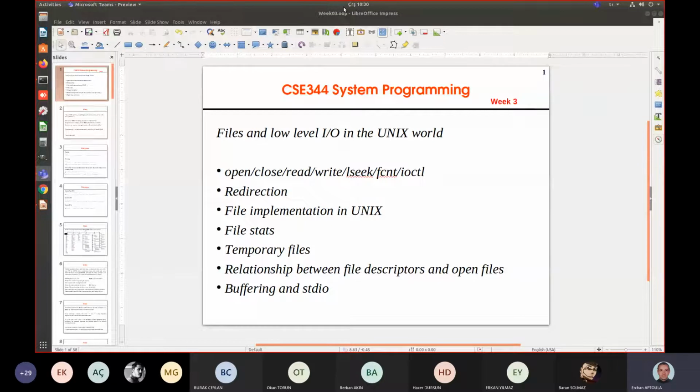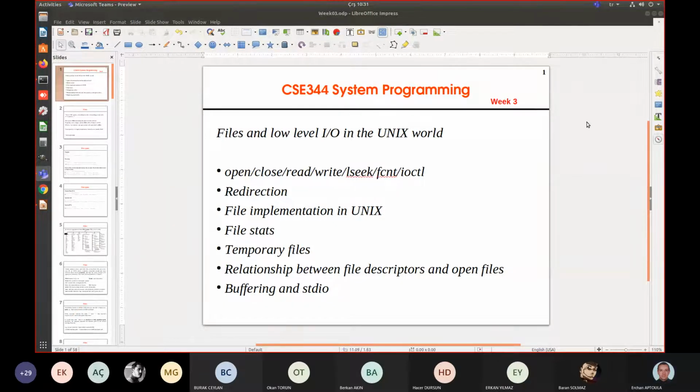Okay, guys, today we will be talking about files and low-level input-output in the world of POSIX and especially in the world of Unix. We will take a look at the four fundamental system calls: open, close, read, write for file manipulation, and some additional system calls. Plus, we will talk about redirection, how the file systems are implemented in a Unix operating system, the statistics that are available for files, how to create temporary files, the relationship between descriptors and open files, and finally, we will talk about how buffering works in a standard POSIX system and what to pay attention to.